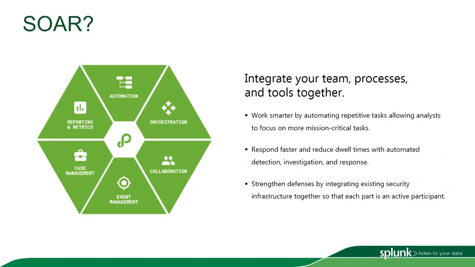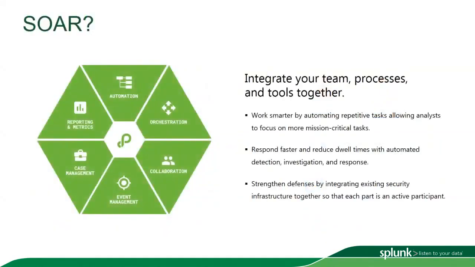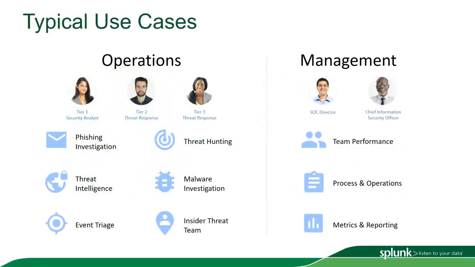So this is the basic flow within a SOAR platform. So automation is evolving, right? You can see different points within Phantom: automation, orchestration, collaboration, event management, case management, and reporting. These are the major life cycle. Here we can go deep dive within each. So how does any operation work?